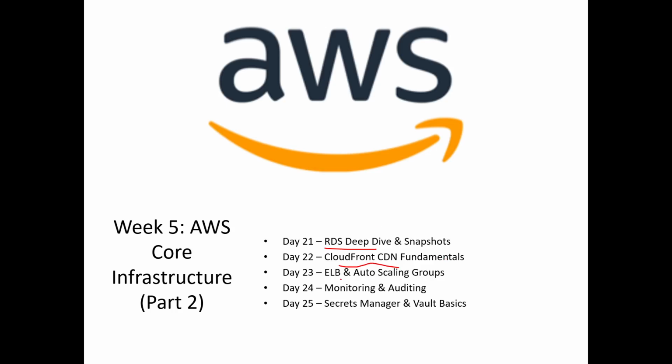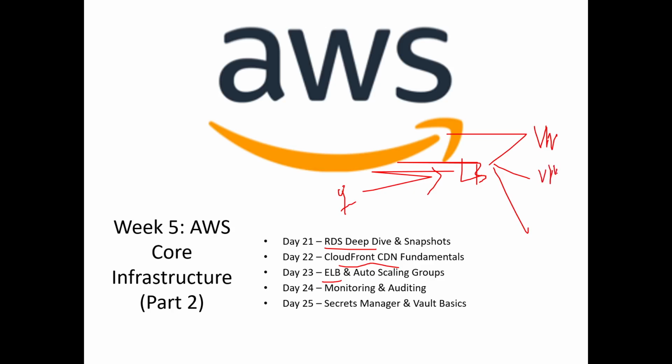Then the elastic load balancer, because my application is not going to be deployed on only one laptop, but on multiple laptops. The load balancer is the single point of contact: the end user hits the load balancer, and in the backend it points you to different VMs. That is what ELB means.